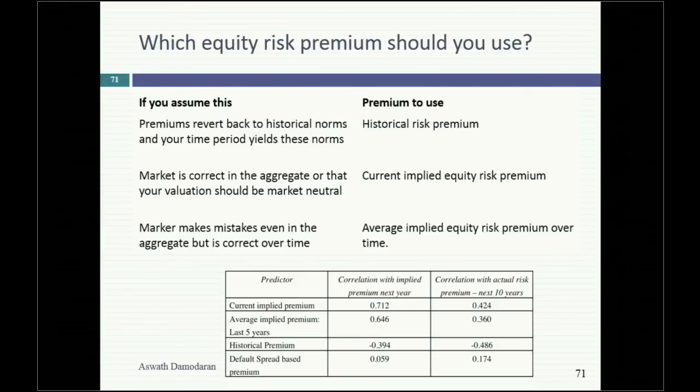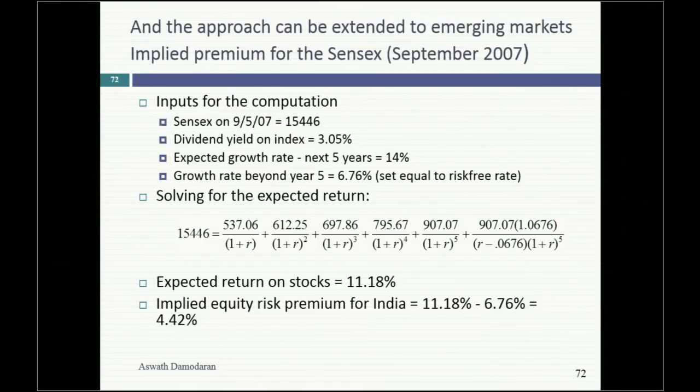And the default spread premium: if people will not buy into your implied premium approach, at least sell them on using a default spread times 2. How easy is that, right? It will still do much better than using a historical premium. Any questions at all about equity risk premiums?